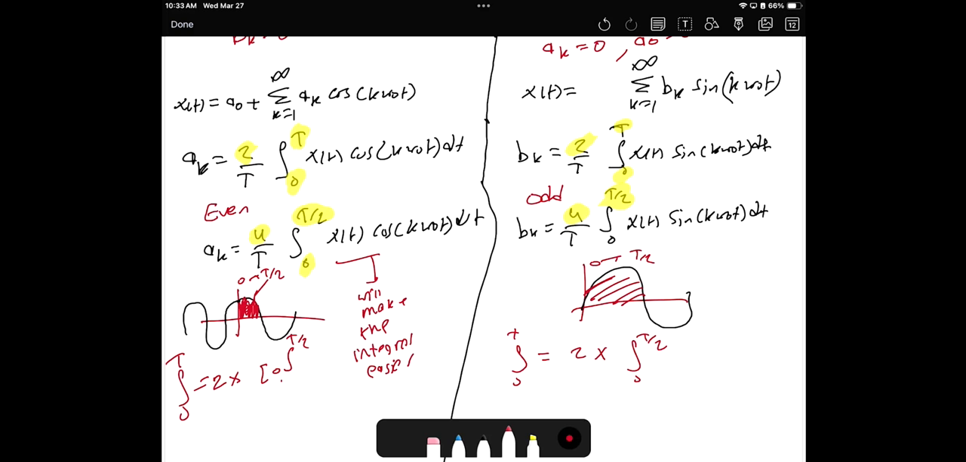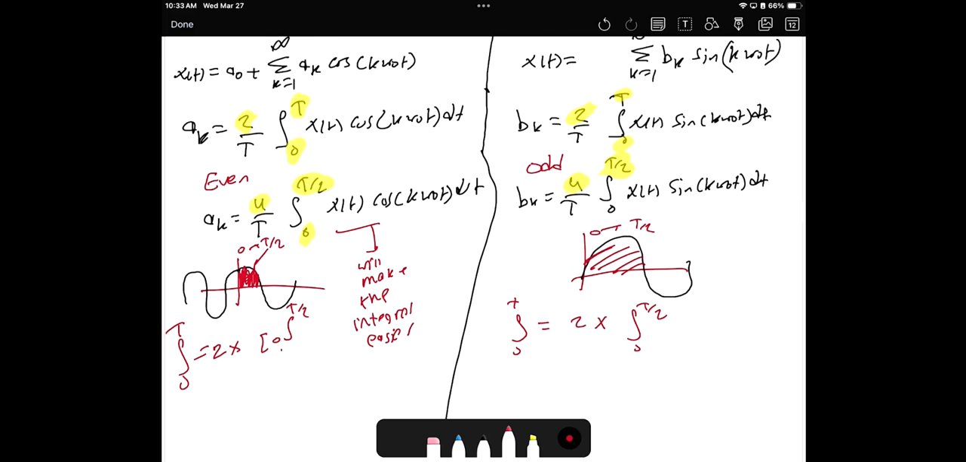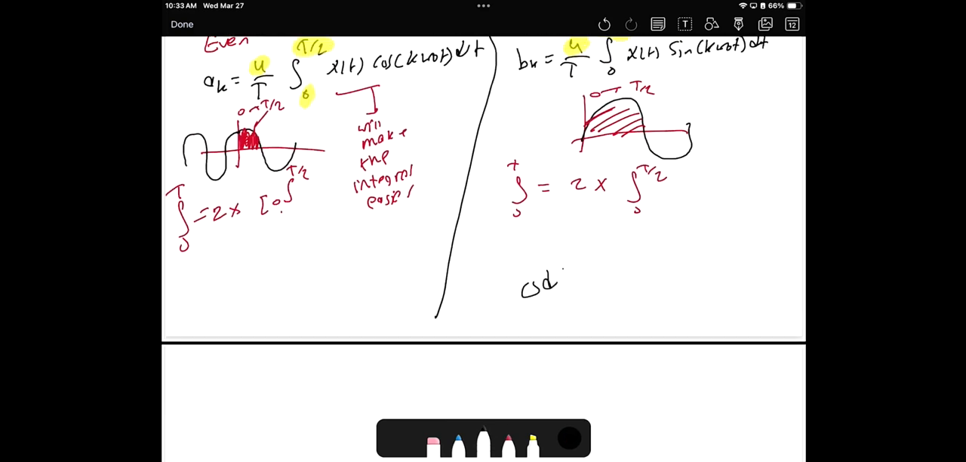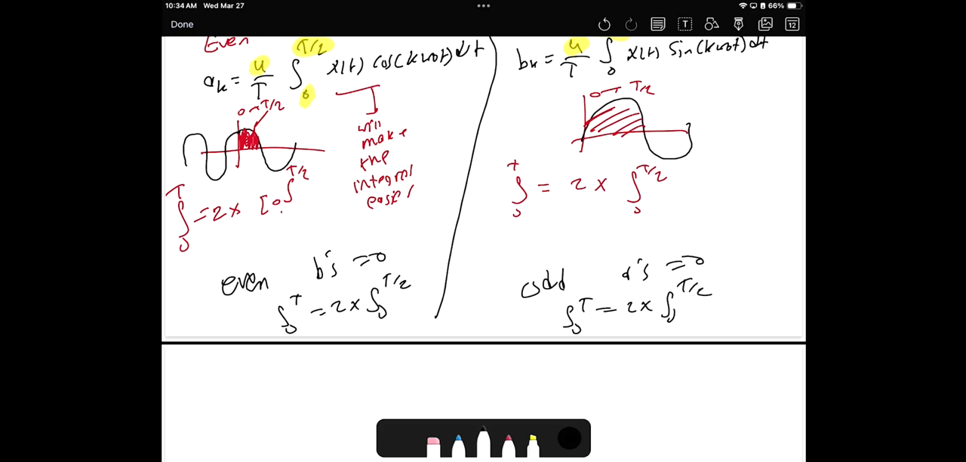That's the point. So odd symmetry, a is equal to 0; even, b is equal to 0. That's it. You need to calculate a's, you need to calculate b's, and don't forget that the integral from 0 to T will be 2 times the integral from 0 to T over 2. These two notes summarize everything. Okay, any question?